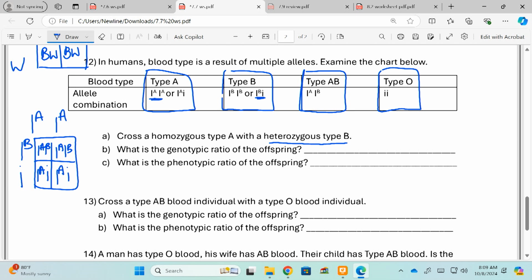All right, what is the genotypic ratio? What is the phenotypic ratio? So two of those, two of those. All righty, and two of these. All right, and then what's the phenotypic ratio? Well, we could have two type AB blood, and we have two that are type A blood. Okay, great work. All right, couple more of these.